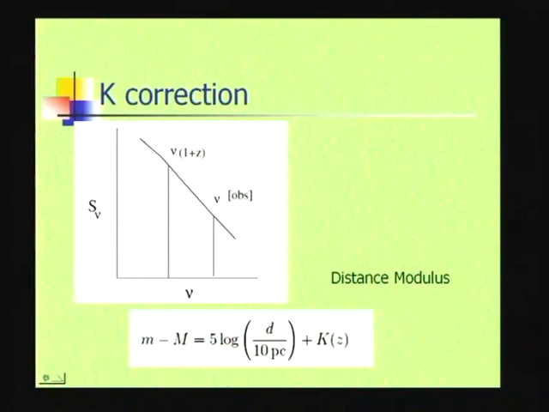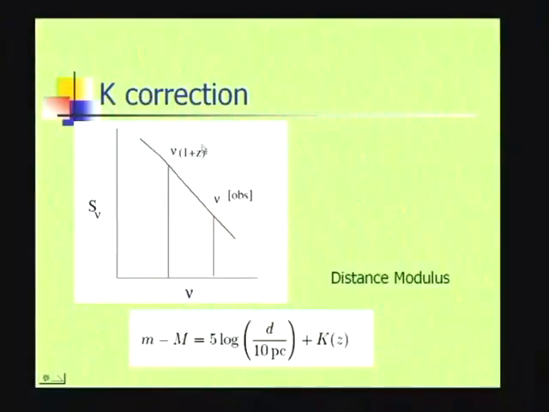Now, my observations I cannot do at different frequencies, I will be doing my observation at a single frequency, and I want to compare objects at different redshifts. So, I have to correct for the fact that when I look at a different redshift, I will be probing a different part of the spectrum.